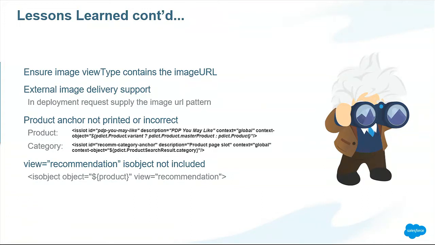And the way we do that is we use what we call an anchor or a context object that tells the engine where the shopper is, so that we can then return recommendations that make sense.